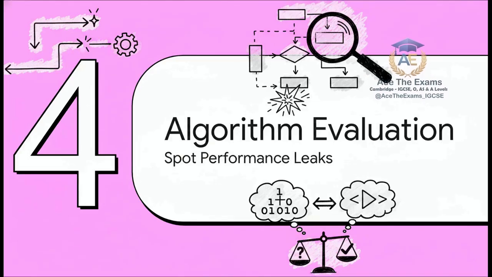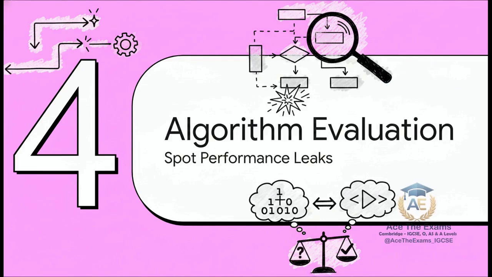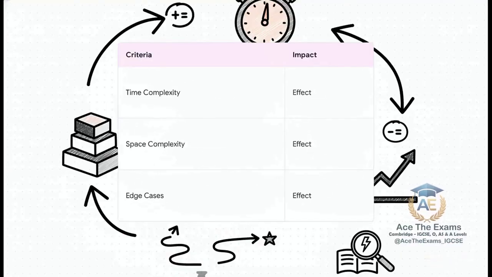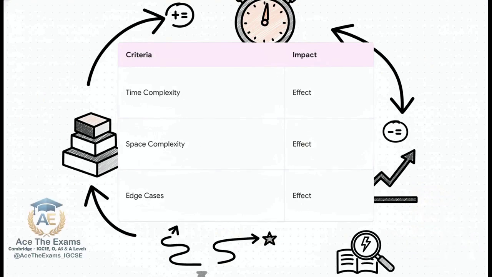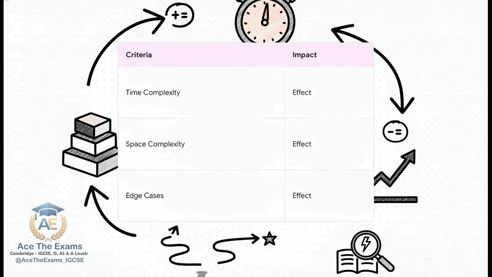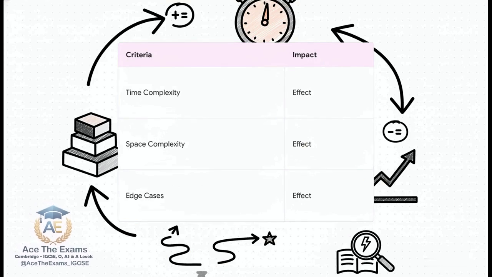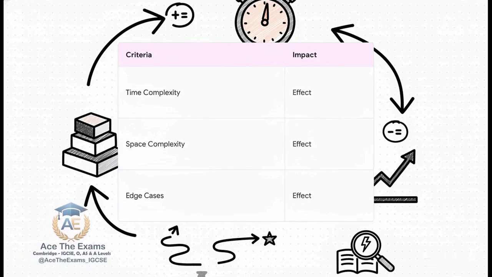Let's keep the pace up. Section 4. Spotting performance leaks. Now we're getting into the higher-order assessment objectives. These demand that you don't just calculate, but evaluate alternatives and justify exactly why certain data representations are used in the real world.